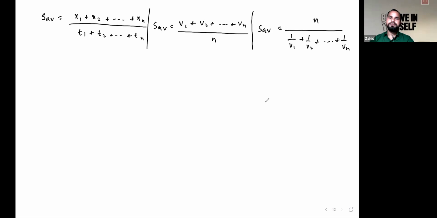Is it clear, Mohammad Umar? Yes. If there is no relation between distance and time, just use this expression. If time gaps are equal, meaning t1 equals t2 equals tn, use this expression. If path lengths are equal, just use this expression. Any more doubt, Mohammad Umar?